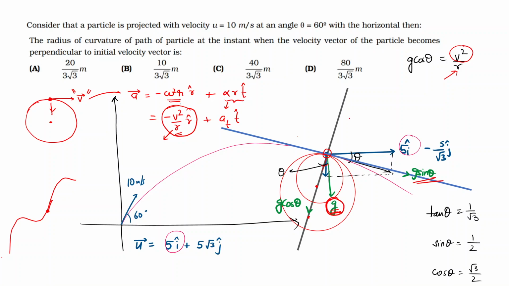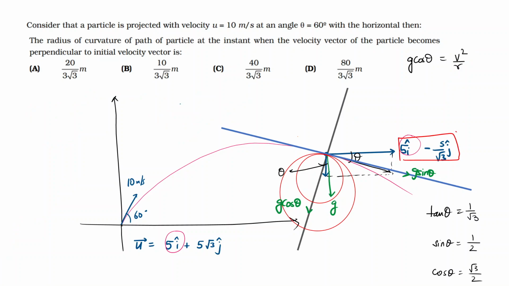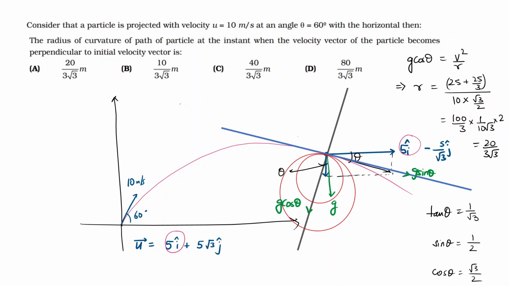And now the calculation is pretty easy. You have this v here, you have this whole velocity vector, you need this speed only, so extract the speed from there. You have g, you have cos theta, and you can solve it to get the answer, which will be 20 by 3 root 3. Thank you.